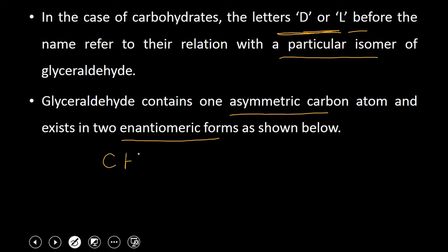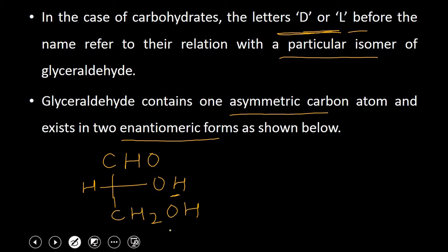So glyceraldehyde has the structure CHO, CHOH, CH2OH. In this structure, you can see that the OH is present on the right hand side. So this is plus glyceraldehyde. Then what about minus glyceraldehyde? In minus glyceraldehyde, only the positions of H and OH will be interchanged.